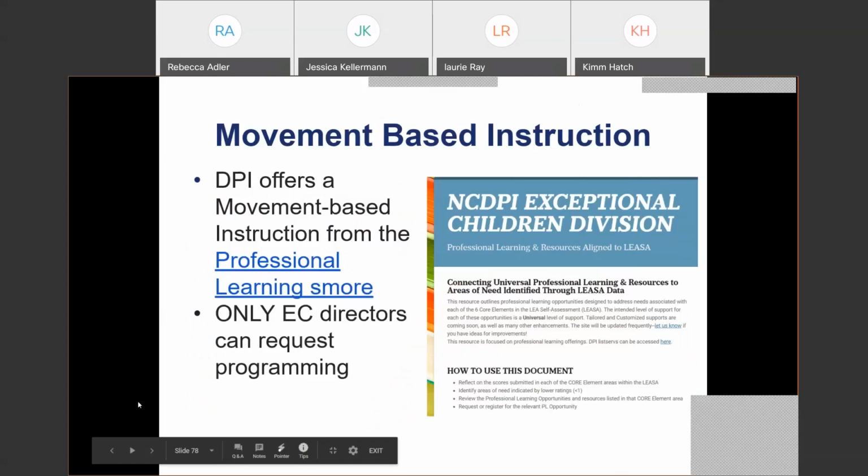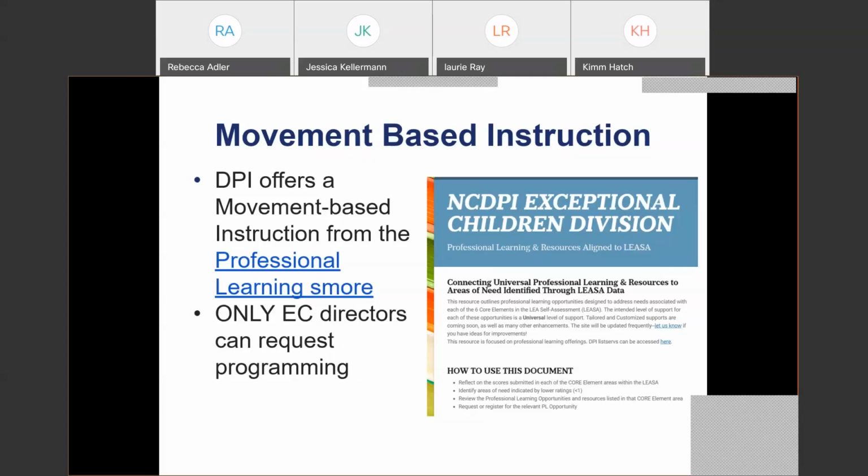This is one final plug that we want to make. DPI offers a number of different activities based on your county overall, like what direction they want to head into. So if this is one area where your EC director might want to improve upon is physical activity, then they can actually sign up for movement-based instruction. So there's a link to the Learning S'more that talks about those different aligned LEA self-assessment criteria. Only your EC director can make that request though, but be sure to share that with them.